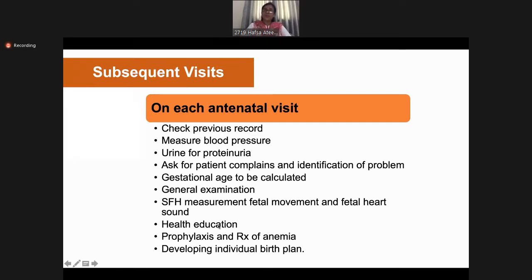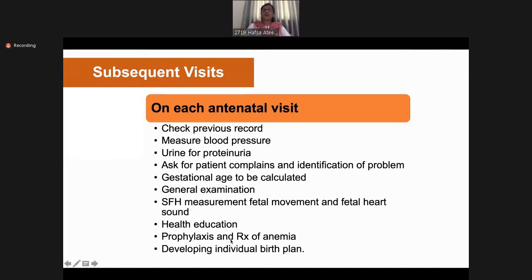What she should be eating, what sort of diet she should be taking. Like she should have adequate quantity of carbohydrates, fruits, vegetables, and fibers. Then meat, egg, milk. She should take adequate quantities of carbohydrates, proteins, fats, and vitamin and mineral supplements. Prophylaxis and treatment of anemia is important.